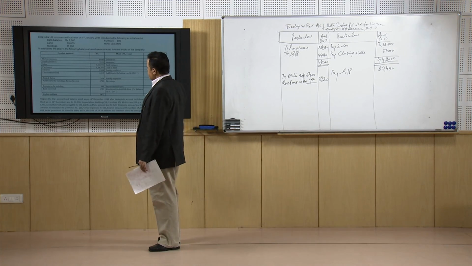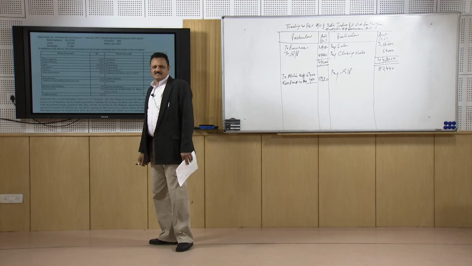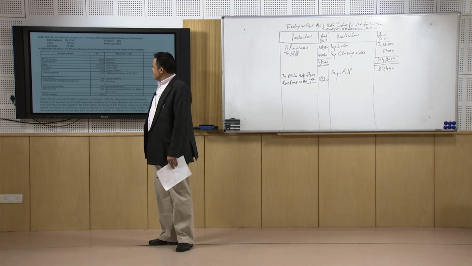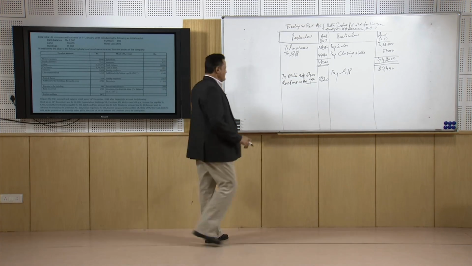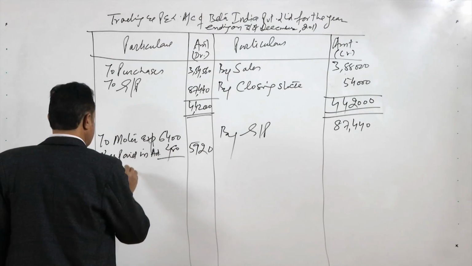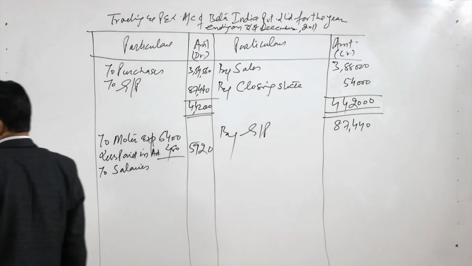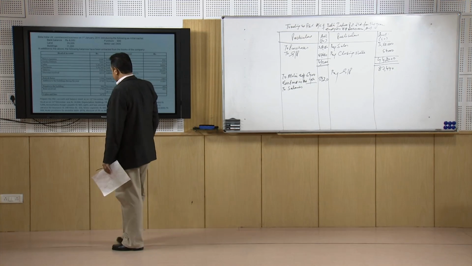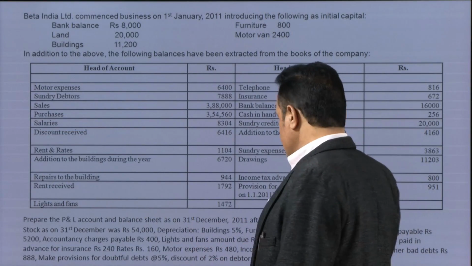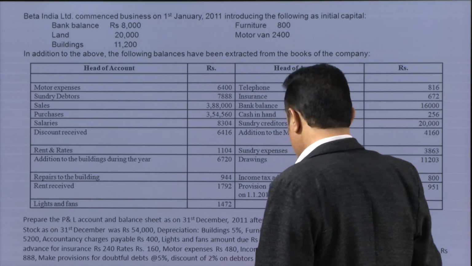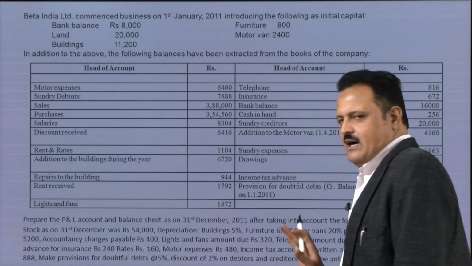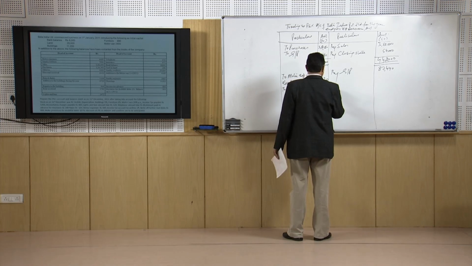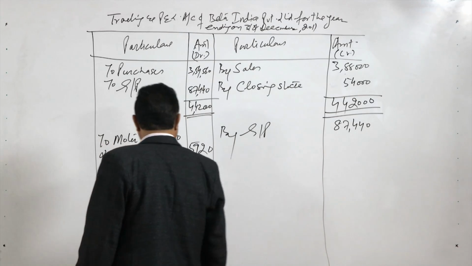Done. Next item is sundry debtors. We will not take that into account because this is an asset. Sales we have already taken, purchases we have already taken. Next item is the salaries, an indirect expense. To salaries, the amount is 8,304. Is there any additional information pertaining to salaries? If you look at the information, you will not find any additional. So there is nothing outstanding or paid in advance. So salaries are direct, that is 8,304.